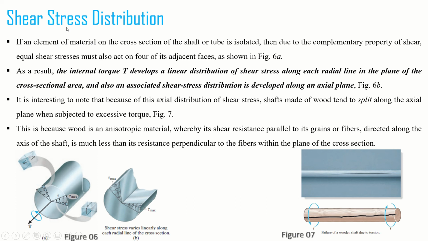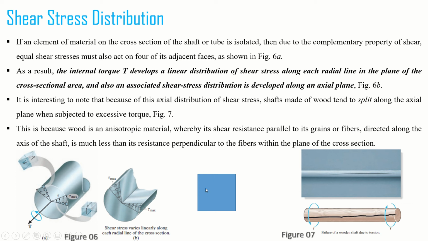Now the shear stress distribution. If an element of material on the cross section of the shaft or tube is isolated, for example in figure 6a, then due to the complementary property of shear, equal shear stress must also act on four of its adjacent faces, because we are just seeing a shear stress on just one side of this element, right? So let me show you.